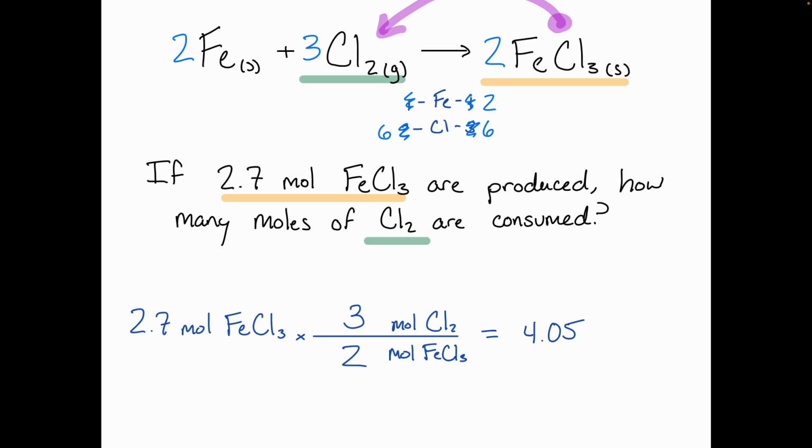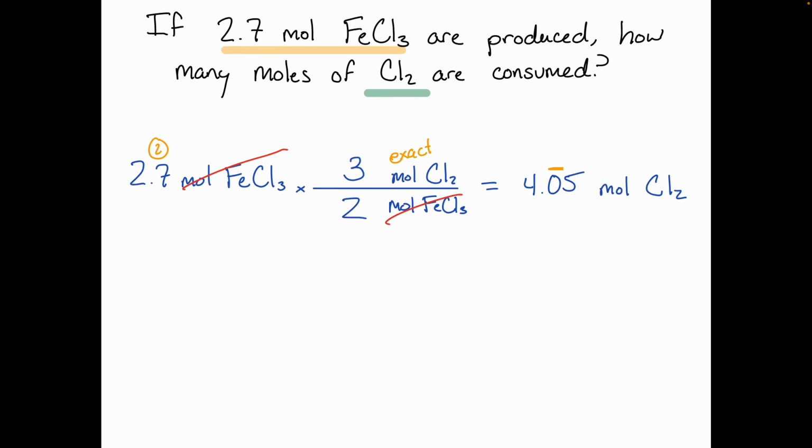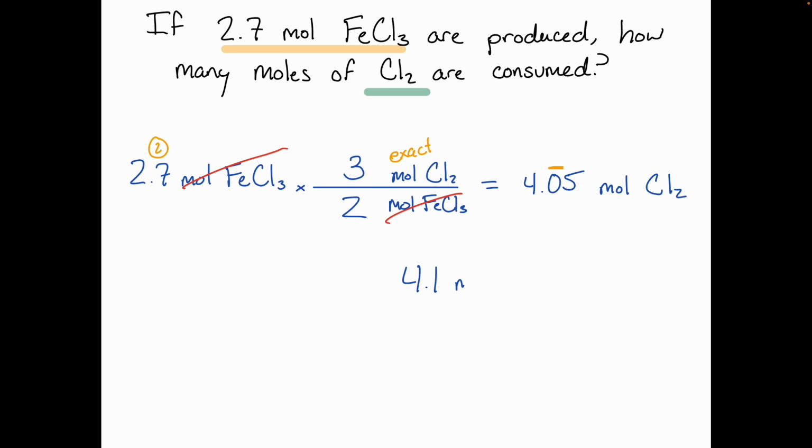What are my units on that 4.05? Moles. And specifically, we jumped into moles of Cl2. All right, and then sig figs. This has 2 over here. And again, mole ratios are always exact. They are never going to limit your sig figs. So my final answer here would be 4.1 moles of Cl2. Cool? All right.